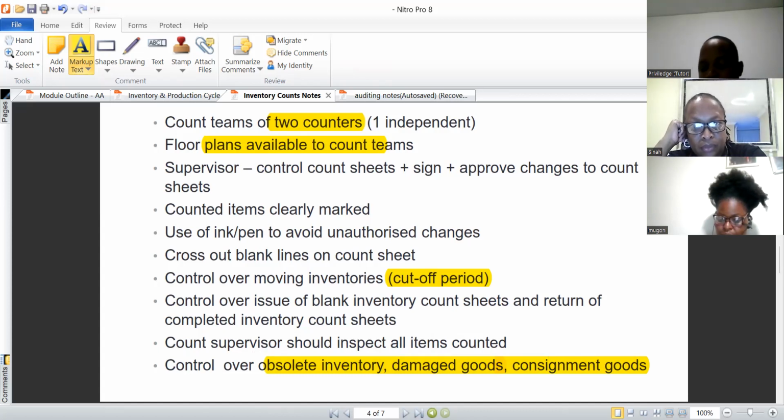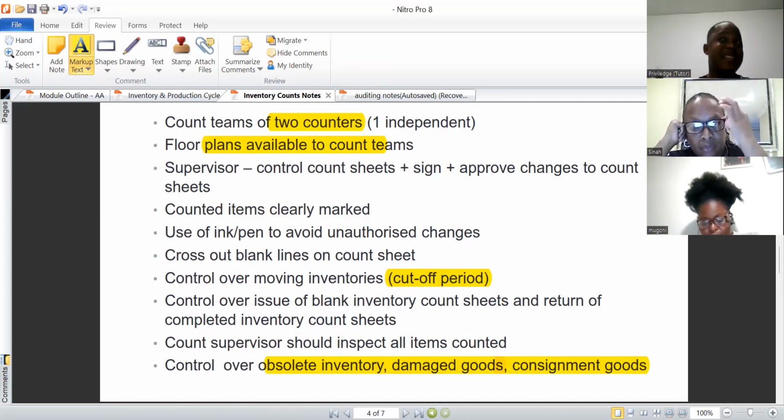Consignment goods, my sisters, you normally see this when the company is holding or keeping inventory on behalf of another organization. So it's inventory that is just in their warehouse together with their own inventory goods. But that portion of the consignment goods is not their goods. It really belongs to somebody else. So it could be that they are storing that inventory for a particular fee from another organization. That's consignment. Then damaged is obviously part of our inventory goods. They can also be consignment goods which are damaged. So even on the count sheets, as they are doing the count, they have to reflect them.